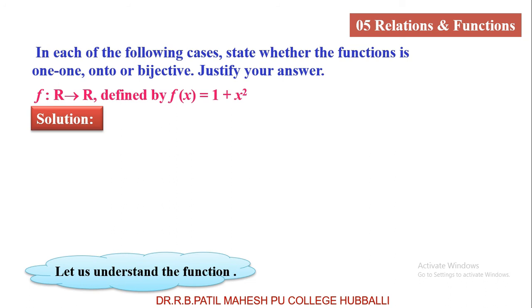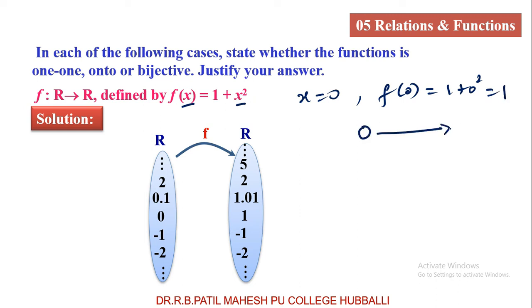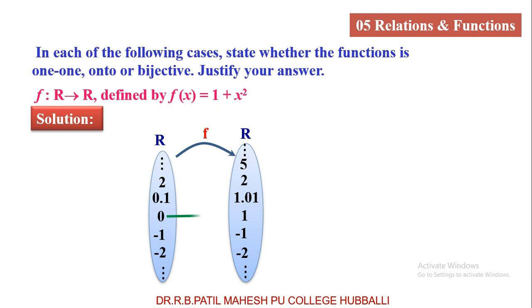Let me check it in the arrow diagram. Elements from the set of real numbers, elements in the set of real numbers, both domain as well as codomain. Now the function is 1 plus x square. If you start taking 0, what will we get? If you take x equal to 0 in this function, what am I going to get? f of 0 is equal to 1 plus 0 square, that is 1. It means 0 is related to 1. Like this we will link from domain to codomain. 0 is related to 1.